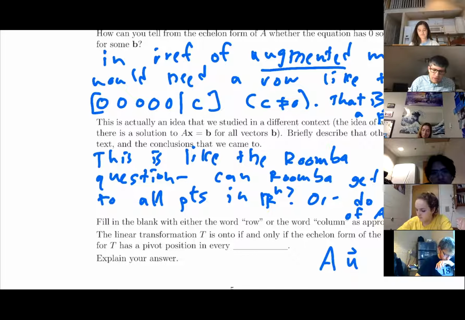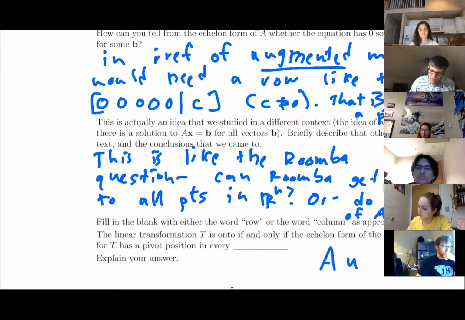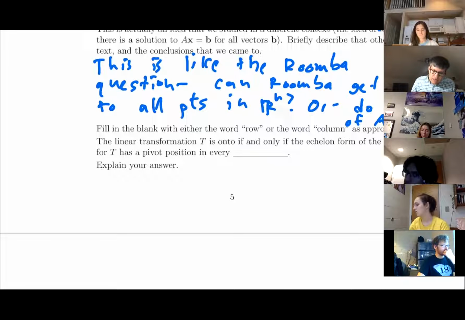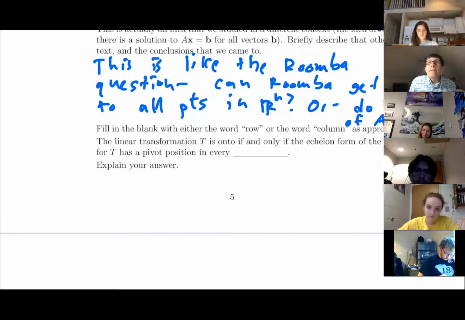Oh, that's not what I meant to do. Let's try again. There we go. Okay, I think that we're ready to do this. Fill in the blank with either the word row or the word column. The linear transformation T is onto if and only if the echelon form of the matrix for T has a pivot position in every, what do we think?